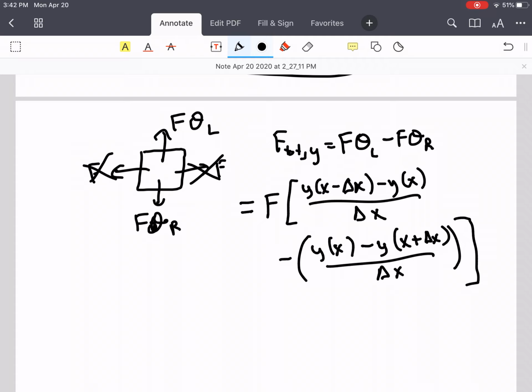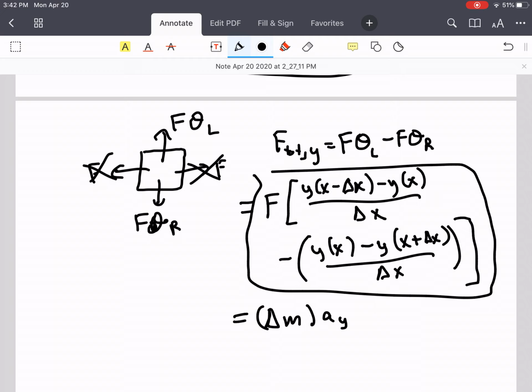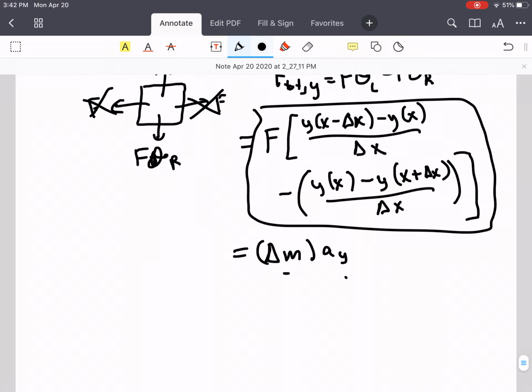Those are all the forces acting in the y direction at leading order in delta x. And that's equal to the mass of this object, which is delta m, times its acceleration in the y direction. Okay? So this expression is equal to delta m times a delta y. Let's go ahead and massage this expression a little bit further. So on the left-hand side, I have the tension F times y of x minus delta x.